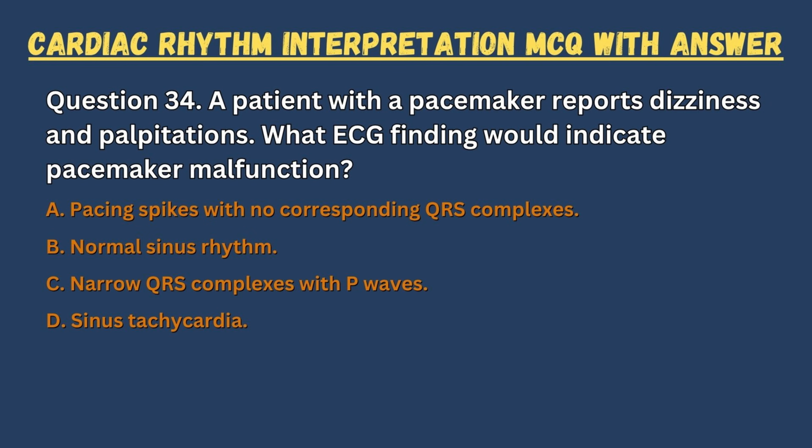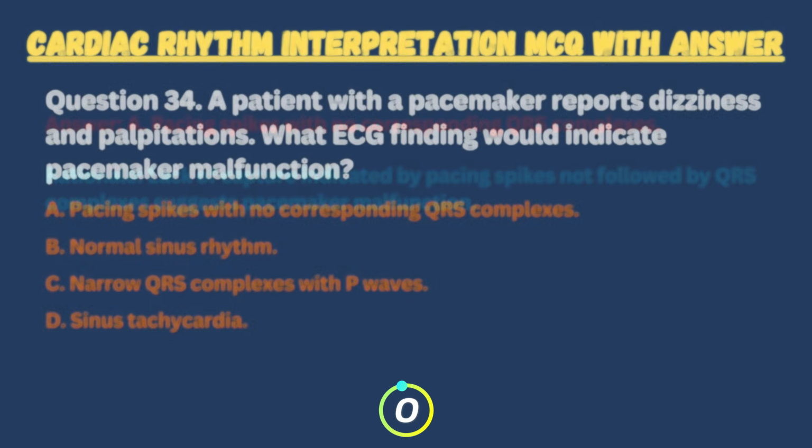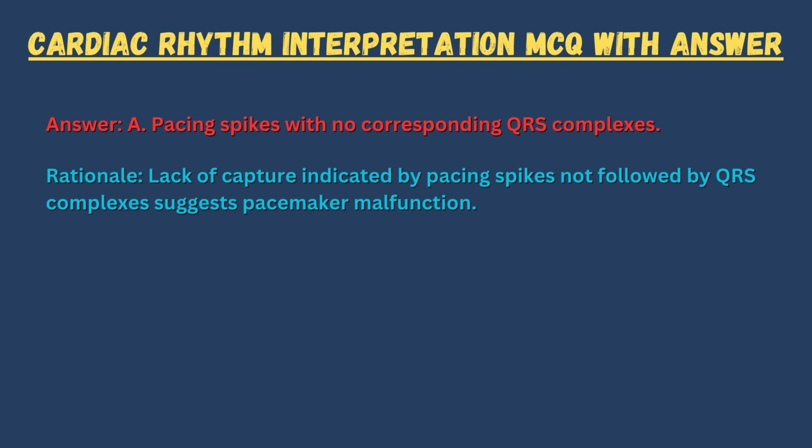Question 34. A patient with a pacemaker reports dizziness and palpitations. What ECG finding would indicate pacemaker malfunction? A. Pacing spikes with no corresponding QRS complexes. B. Normal sinus rhythm. C. Narrow QRS complexes with P waves. D. Sinus tachycardia. Answer: A. Pacing spikes with no corresponding QRS complexes. Rationale: lack of capture, indicated by pacing spikes not followed by QRS complexes, suggests pacemaker malfunction.